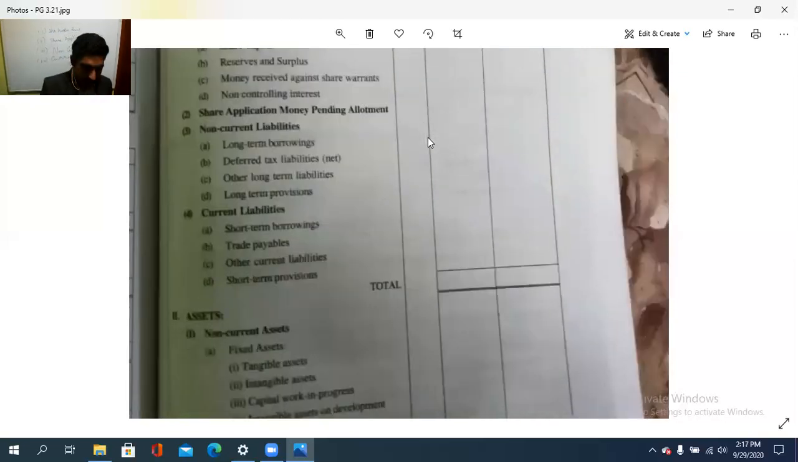Then fourth is current liability, and the total of this. See, that is the thing we see here. Look, current liability: the short-term borrowing, the trade payable, other current liability, and short-term provision.